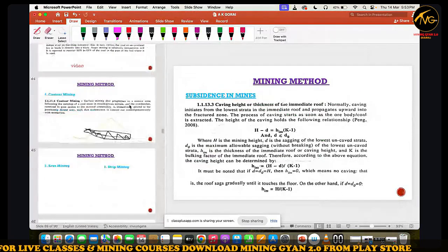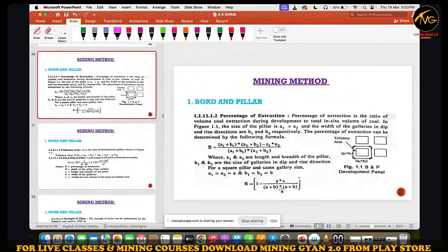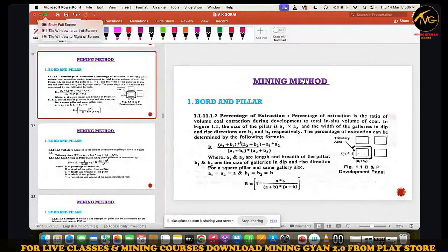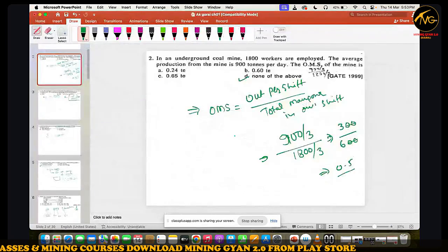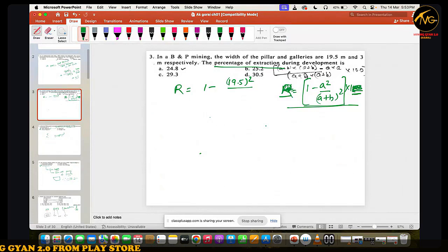I told you that you should know this formula. Okay, so this is the formula for percentage of extraction. And why was this 100 coming? If it is R percentage, then this 100 will come. If it is not, it will not come. He has asked us the percentage of extraction.